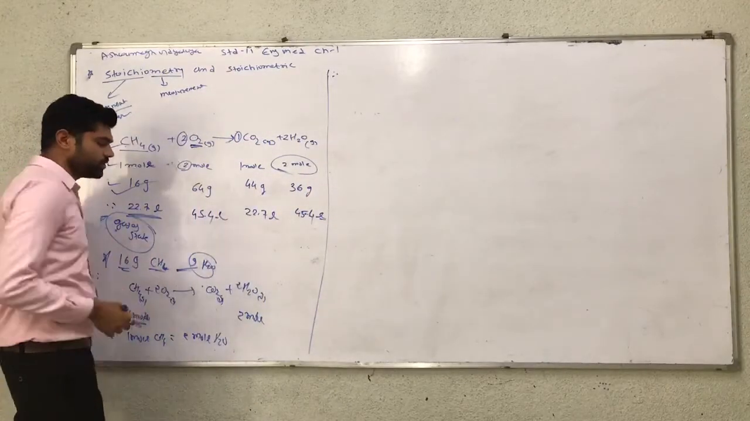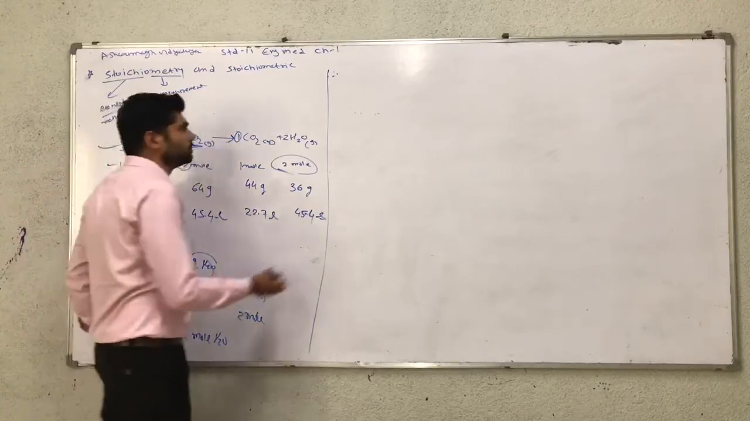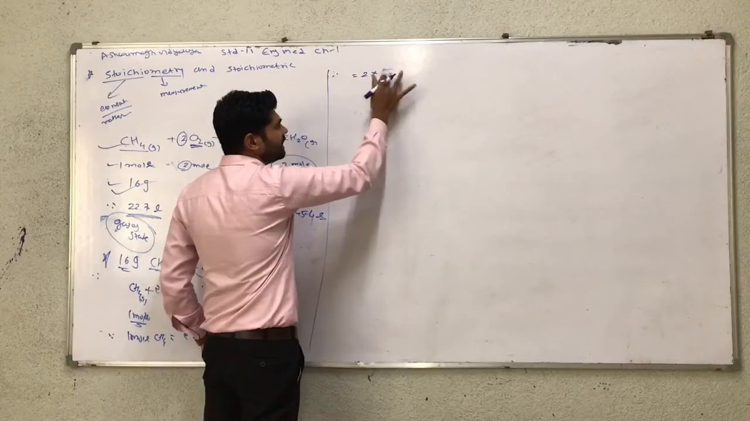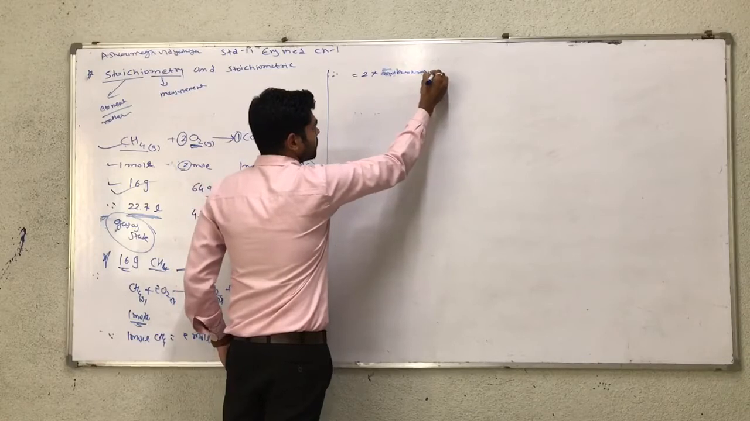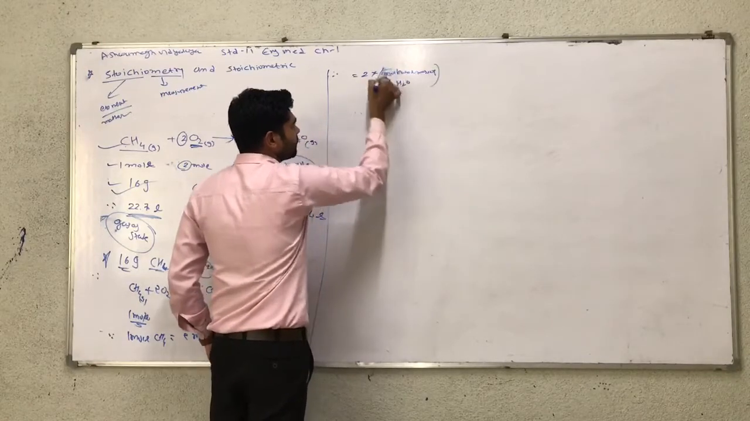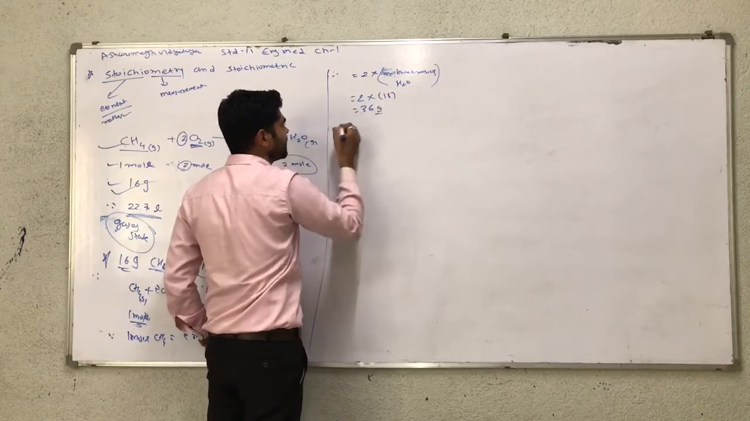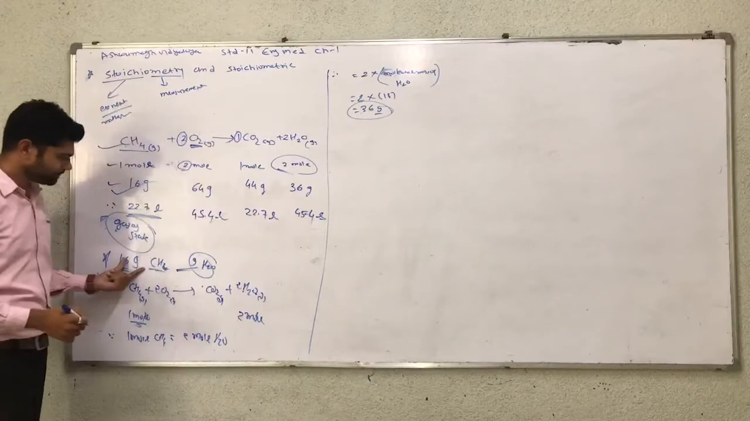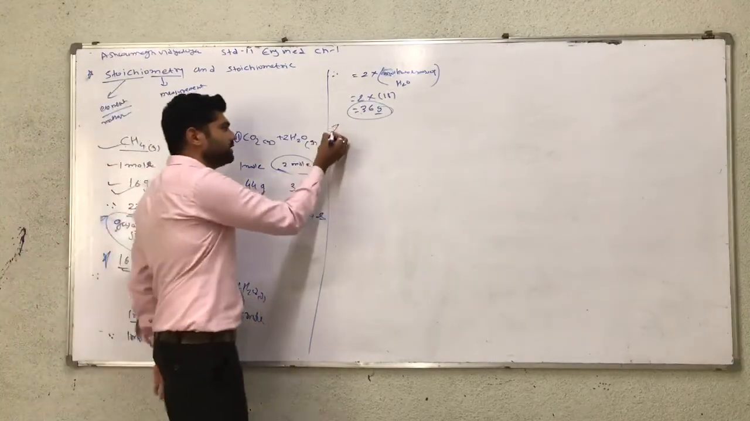So how much is produced by 2 moles? It means H2O multiplied by 2. So the answer is 2 multiplied by the molecular mass of water, so 2 multiplied by 18. So the answer is 36 grams of H2O produced when 16 grams of CH4 burns.